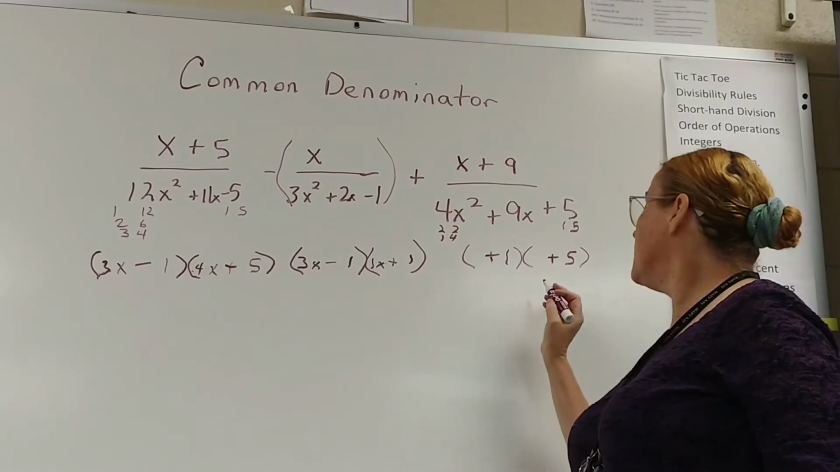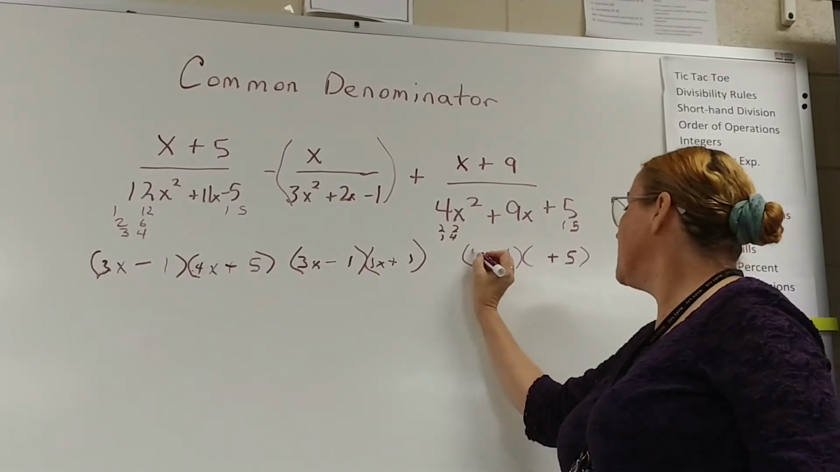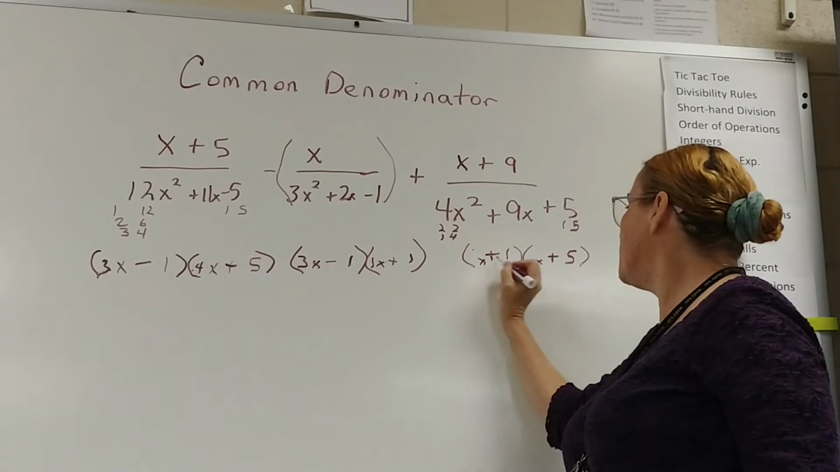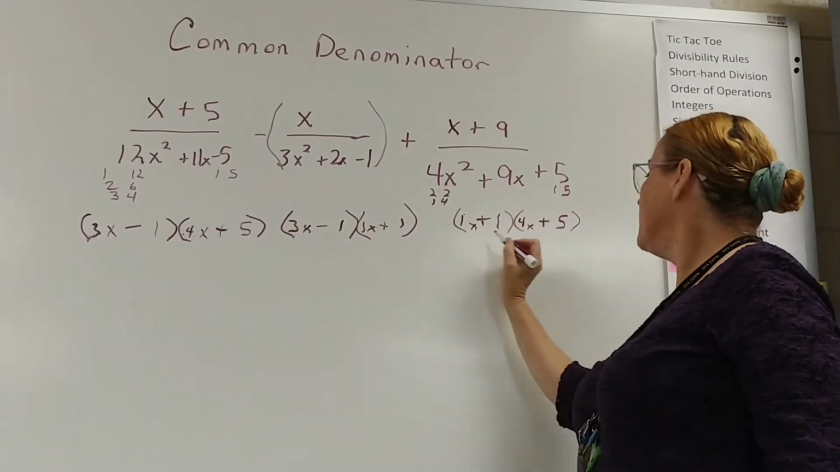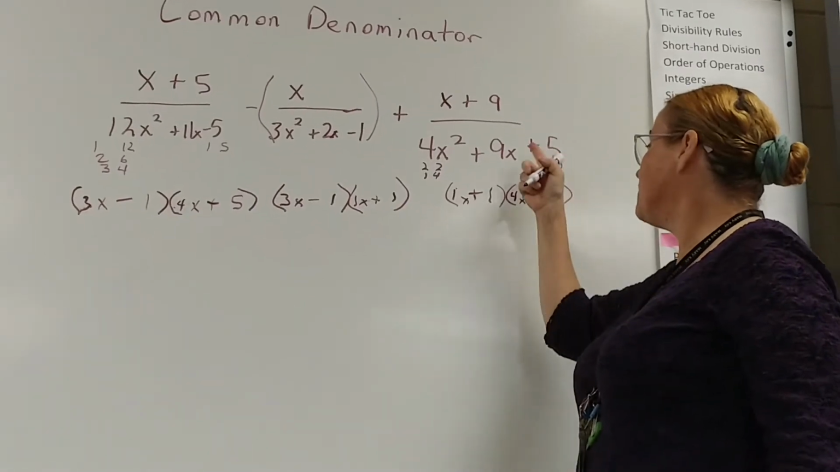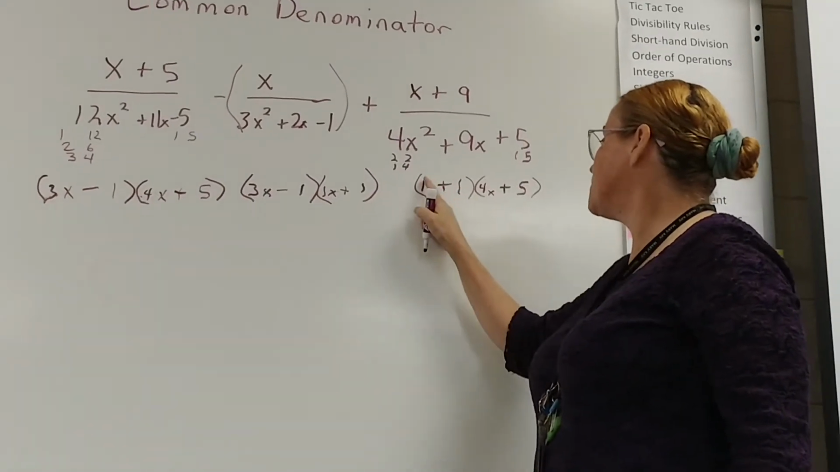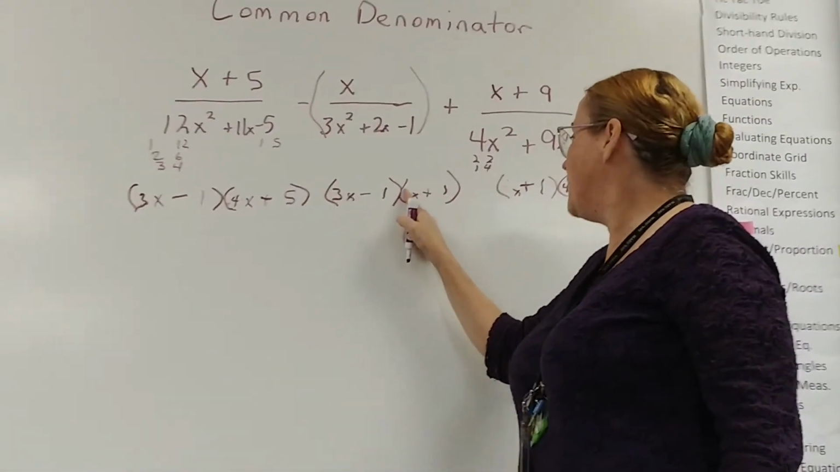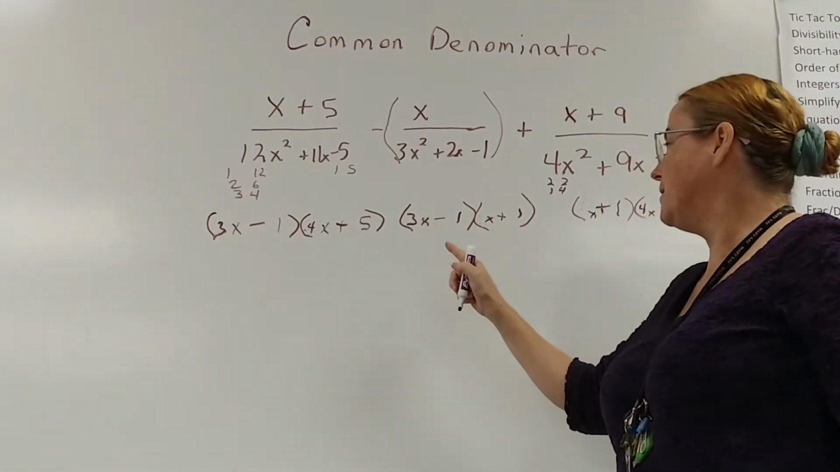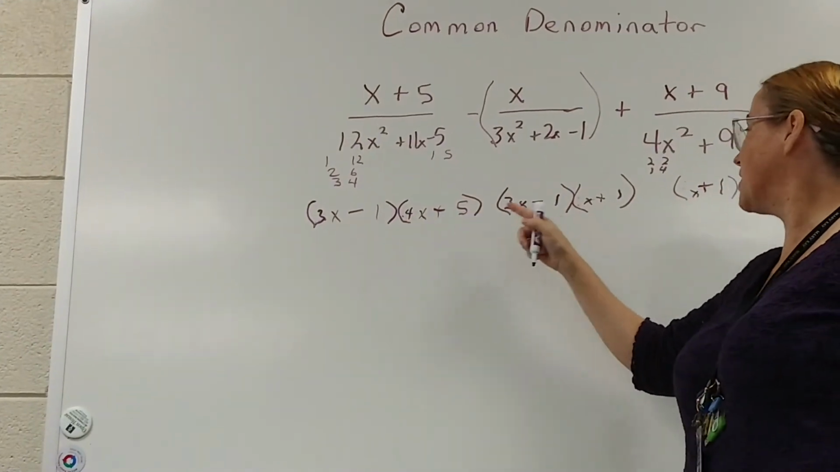So if we put a 1 here, and we got our x. If we put a 1 here and a 4 here, we have 4 plus 5 is 9, so that is our answer. So we have x plus 1. We have 4x plus 5. We have x plus 1. We have 3x minus 1. We have 3x minus 1, and we have 4x plus 5.